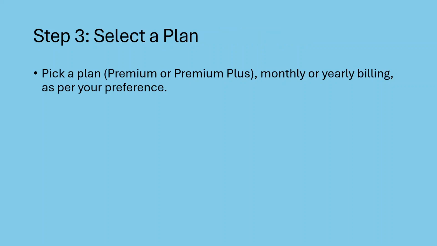Step 3. Select a plan. Pick a plan. This can be Premium or Premium Plus, monthly or yearly billing, as your preference. Premium Plus will be more expensive than Premium, and monthly billing will be more expensive than yearly billing.